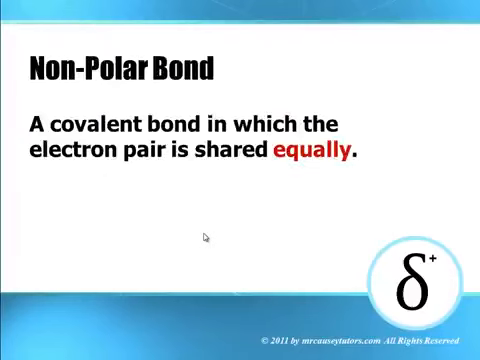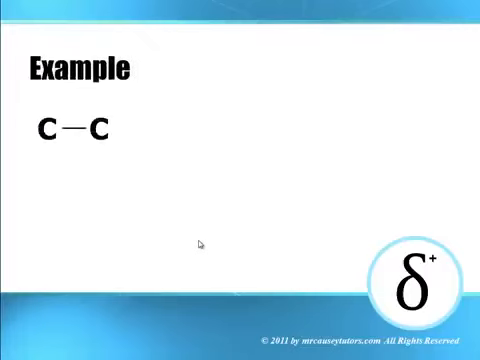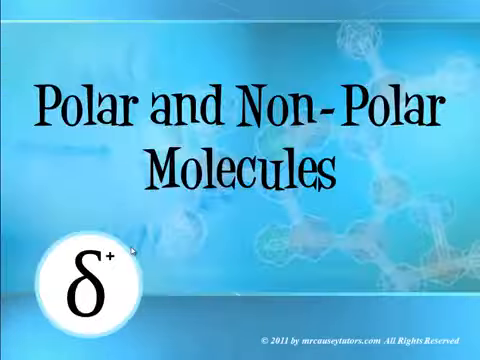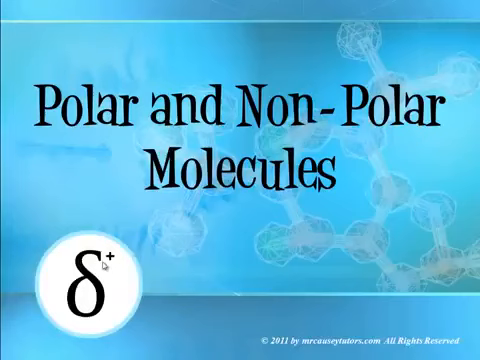A nonpolar bond is a covalent bond in which the electron pair is shared equally. Nobody has it more than the other. Their electronegativities are either the same or very close. And an example of that would be a carbon-to-carbon bond, or an oxygen-to-oxygen, or a nitrogen-to-nitrogen. Both have the same electronegativity, so they share the electrons equally. Nonpolar. Now let's talk about polar and nonpolar molecules.